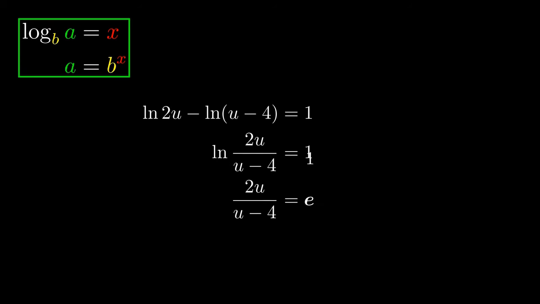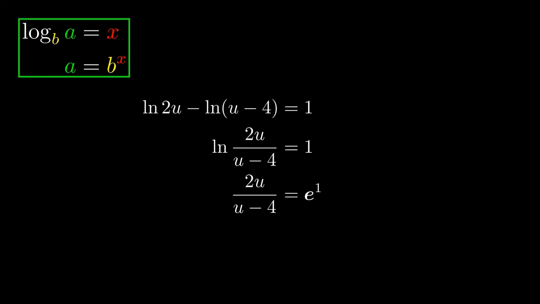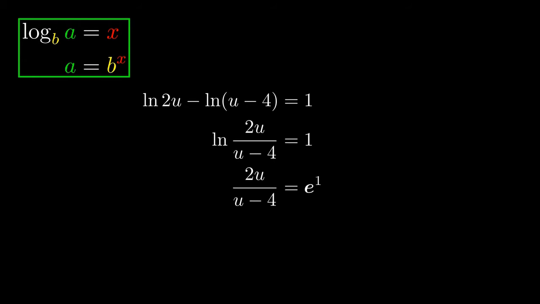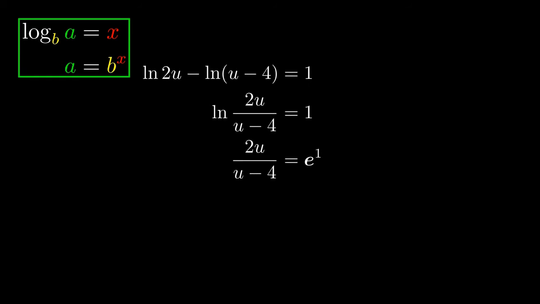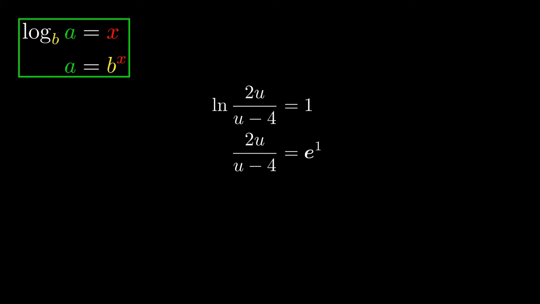Let's just notice here now that for the natural log, the base is e. So it's not written there, but it's implied. So the base is e, the power is 1. Now we're in exponential form.